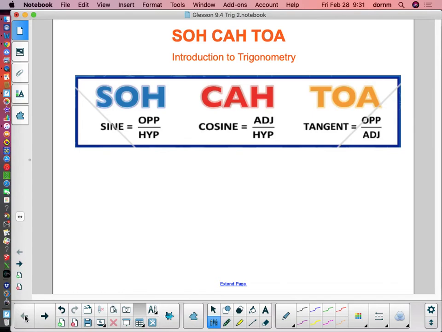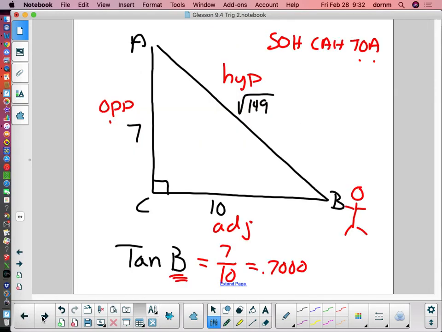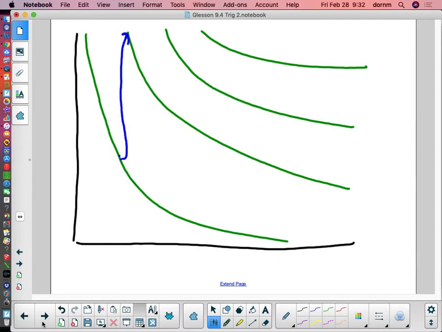So the value of sine, cosine, and tangent is more dependent on the measure of the angle than on the length of the sides. The sides are just a way to find that value. But it really correlates more closely with the measure of the angle. Okay?